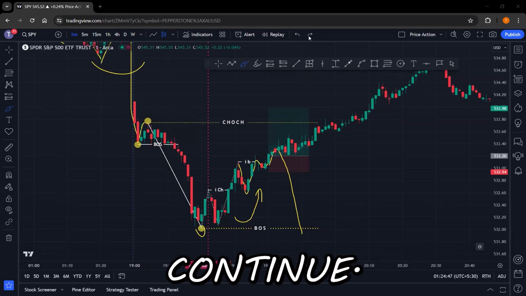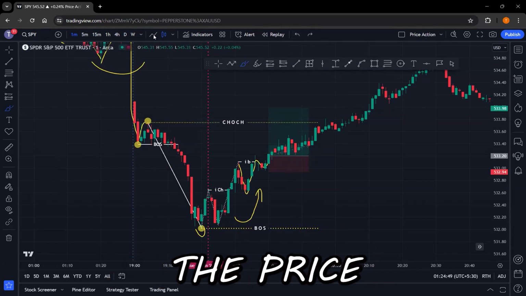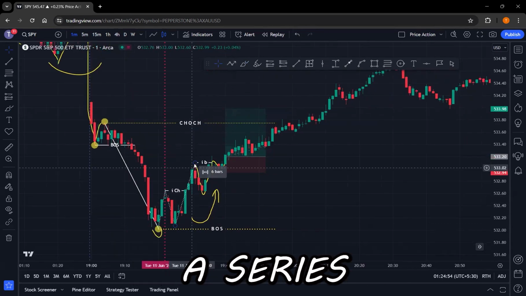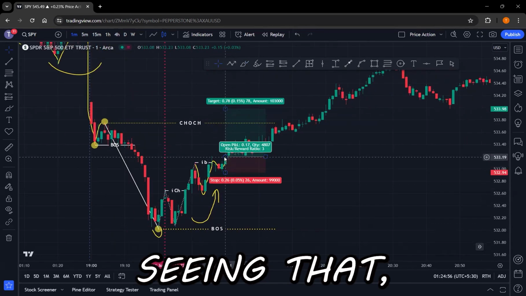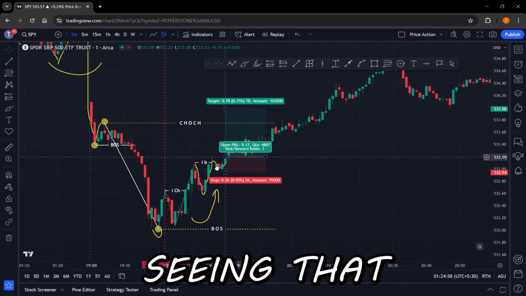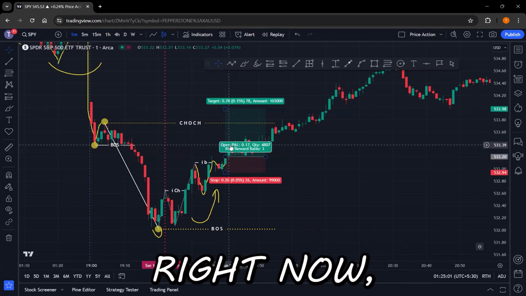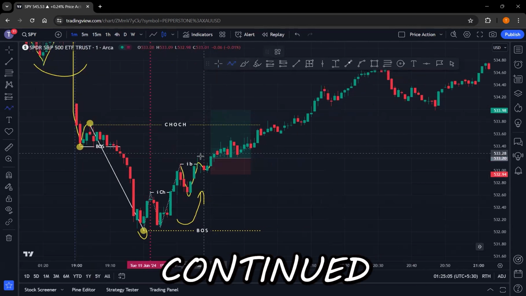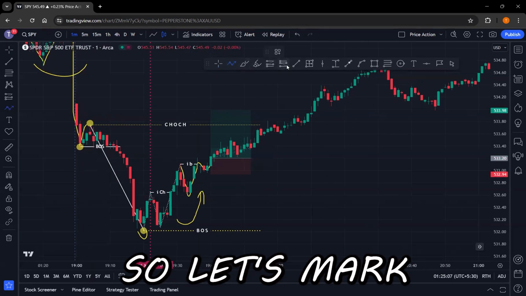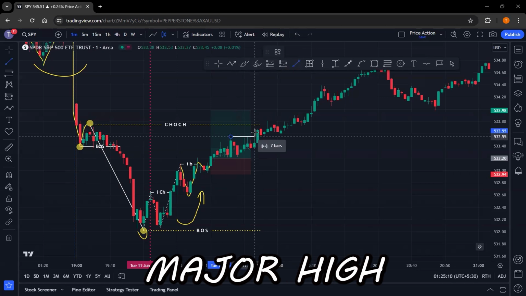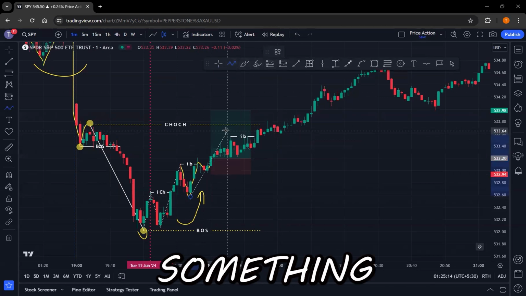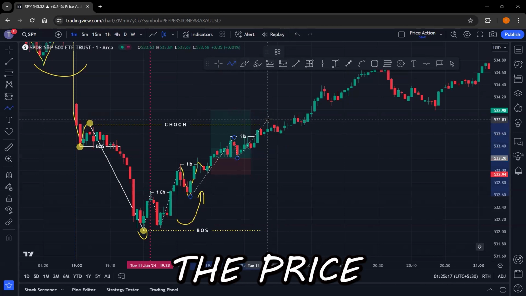Okay, so let's continue. What happened over here is that the price started moving towards the upside again, and that's why we took a buy from here after seeing a series of higher highs and higher lows, and seeing that the buyers are dominating the market right now, and we should be putting our money on the upside. Now, what had happened from here? The price continued to create the series towards the upside. So let's mark the major highs. This is one of the major highs where the price created another internal breaker structure. That means the price moved something like this again, and then further the price moved like this.